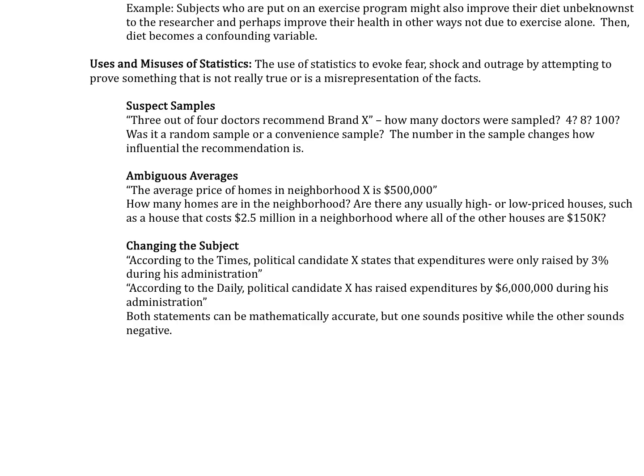Changing the subject. So, according to the Times, political candidate X states that expenditures were only raised by 3% during his administration. That sounds positive. Well, their opponent's going to say, according to the Daily, political candidate X has raised expenditures by $6 million during his administration. Well, that sounds negative. They're saying the same thing. The problem is, what were expenditures? Are we talking about, is it based in the millions? Is it based in the 10 millions, the billions? That has a huge effect on this statement right here. Whereas 3% is comparative. Does that make sense?